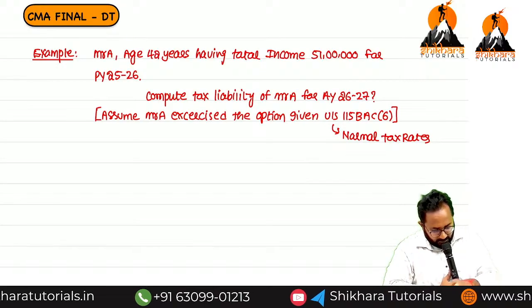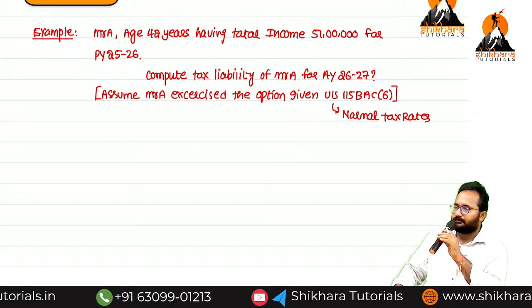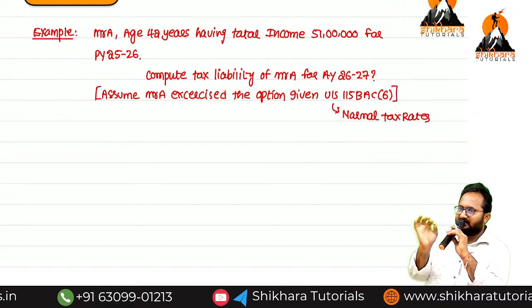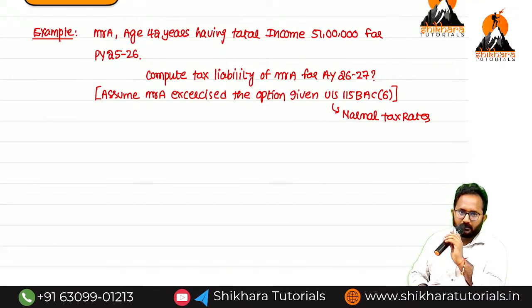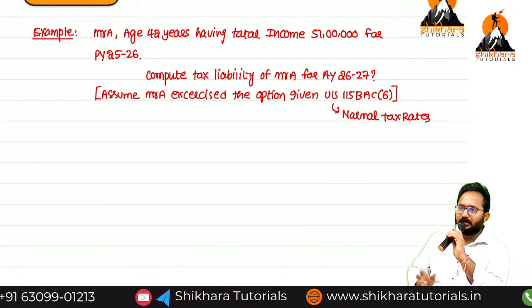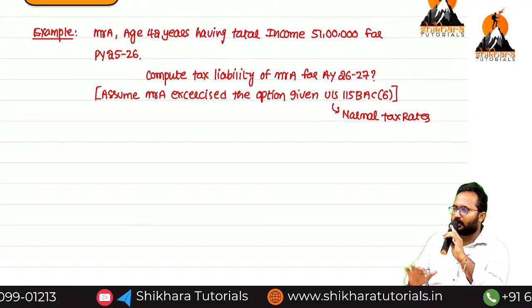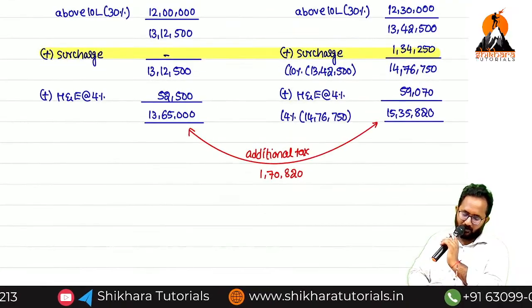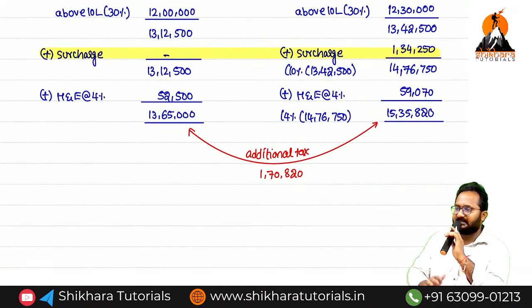Shall we calculate the tax liability? Here remember they are asking tax liability only. They are not giving any word of marginal relief in this question. Tax liability computation means you will go 0 to 2.5 lakh, 2.5 lakh to 5 lakh, 5 lakh to 10 lakh, above 10 lakh, and you can add them. Already we calculated 15 lakh, 35,820. It is not correct.